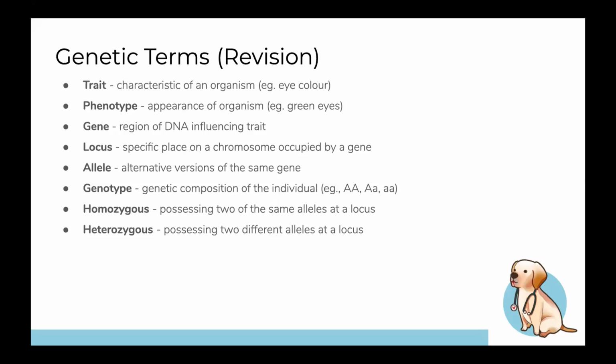Your genotype, examples are all shown over here. So you've got your capital A, capital A lowercase a, and two lowercase a's. Homozygous just means you've got two same alleles at a certain locus, and heterozygous just means you've got two different ones at a locus.